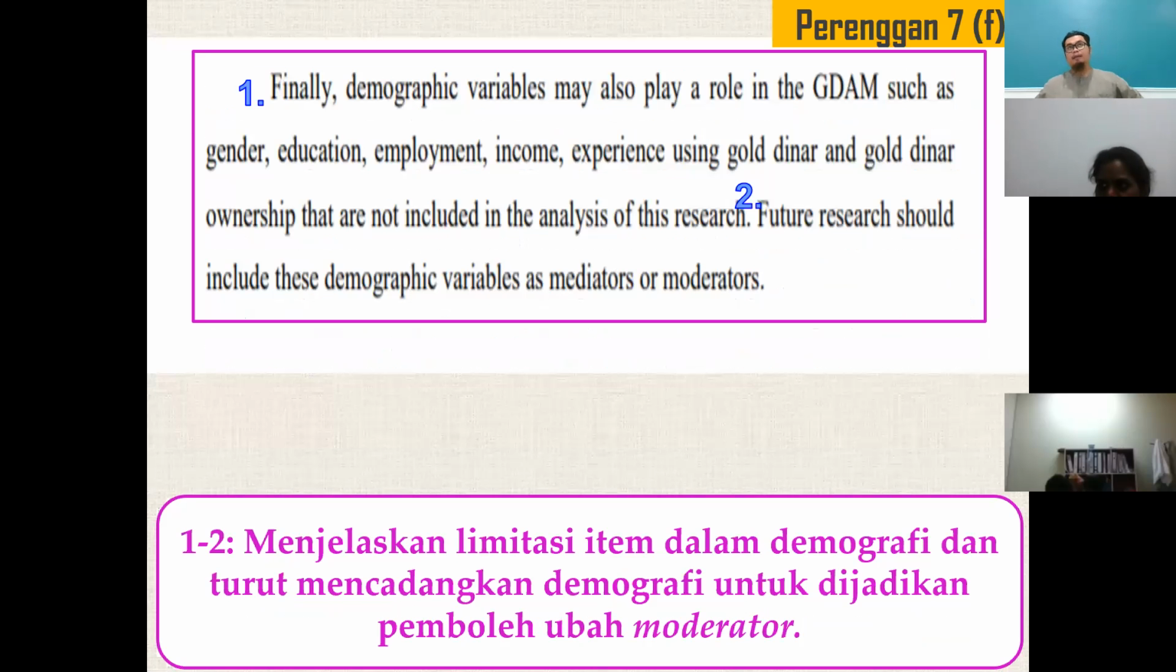Okay, finally, number 4: demographic variables may also play roles in the JDM, such as gender, education, employment, income, experience using the Goldina, and Goldina ownership. They are not included in the analysis of the research, so they suggest future research should include these demographic variables as mediators or moderators. Okay, that's why I want to show that there are many types. For example, then you can see very clearly regarding the template. Why did I write a template like that?